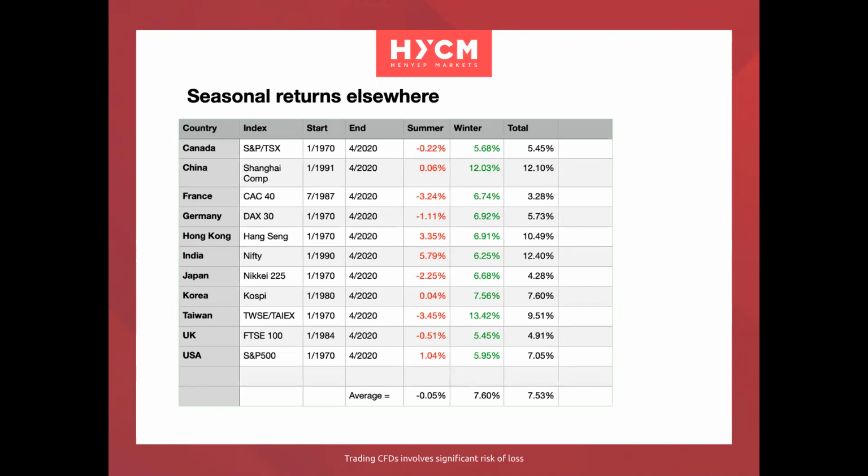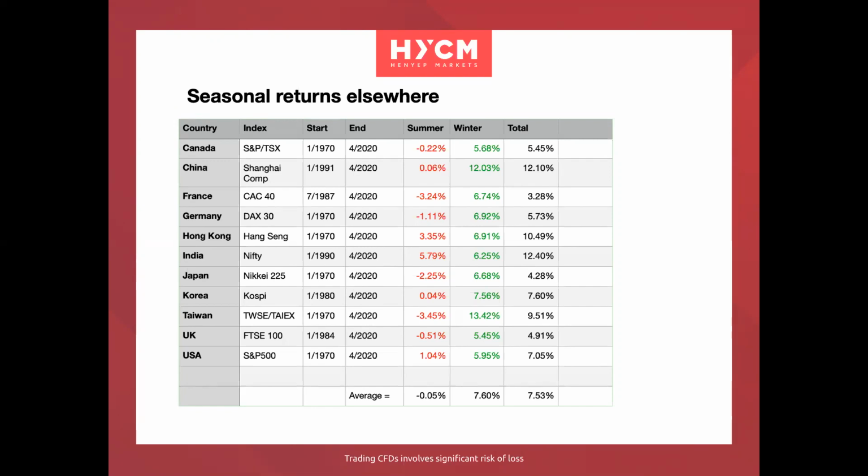France, again, look, 6.74% in the winter, but it has a fall of minus 3.24% in the summertime. So again, you see superior returns in the French index, the CAC 40, in winter compared to the total return of the CAC 40. Fantastic. Similarly, you have the German DAX. Now, the German DAX, again, 6.92% versus a return of 5.73% over the course of the whole year.